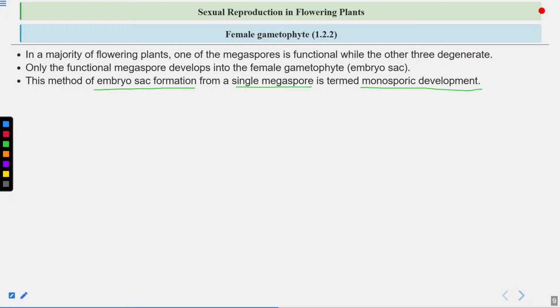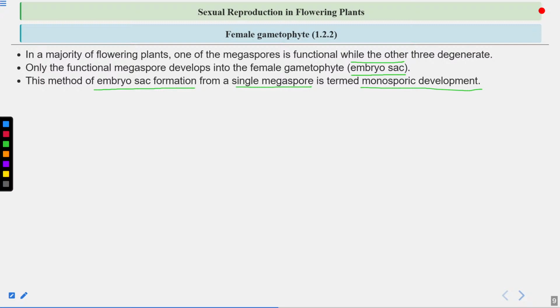Embryo sac. The female gametophyte, the embryo sac, is formed. My question is, how many cells are present in the embryo sac? 7 cells. Yes, 7 cells.